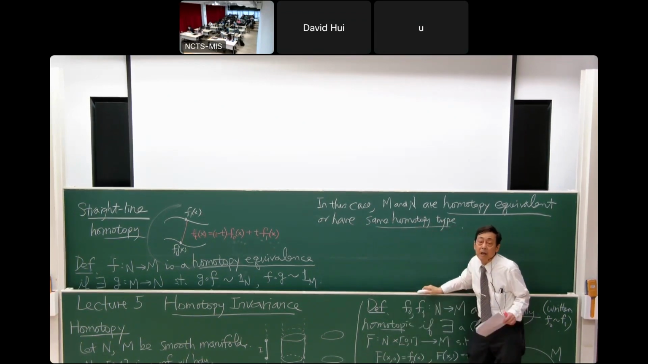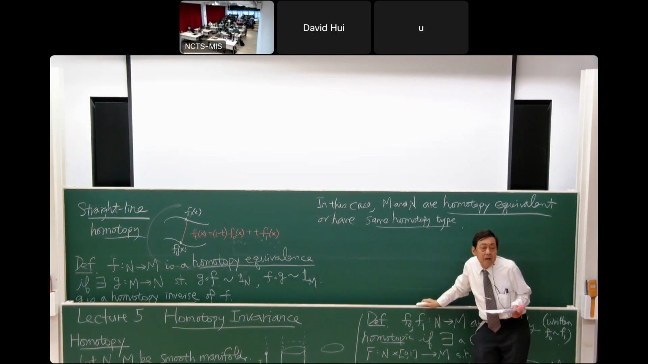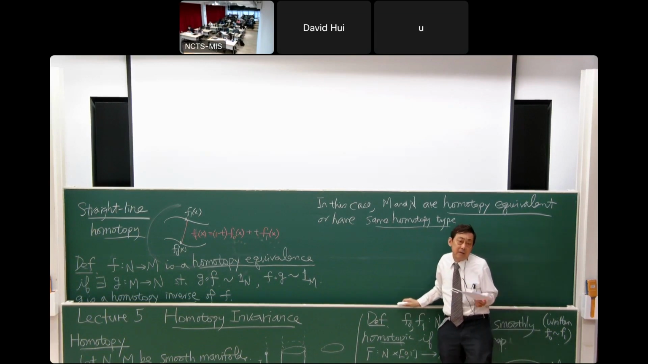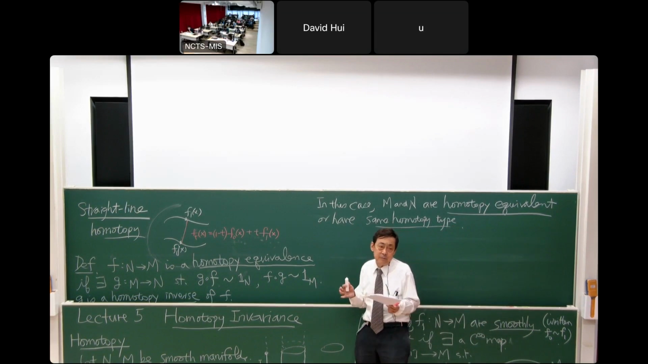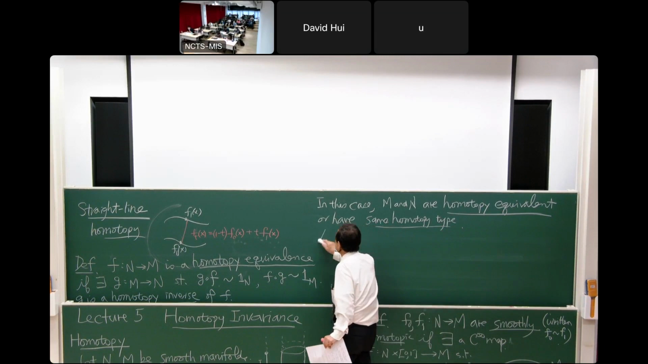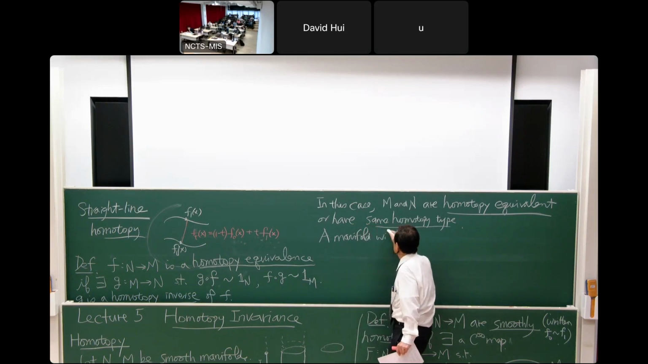Now, this concept is important because it turns out that if two manifolds have the same homotopy type, then they have isomorphic de Rham cohomology. So when you are given a manifold, you try to find a simpler manifold with the same homotopy type. And a manifold with the homotopy type of a point is called contractible.